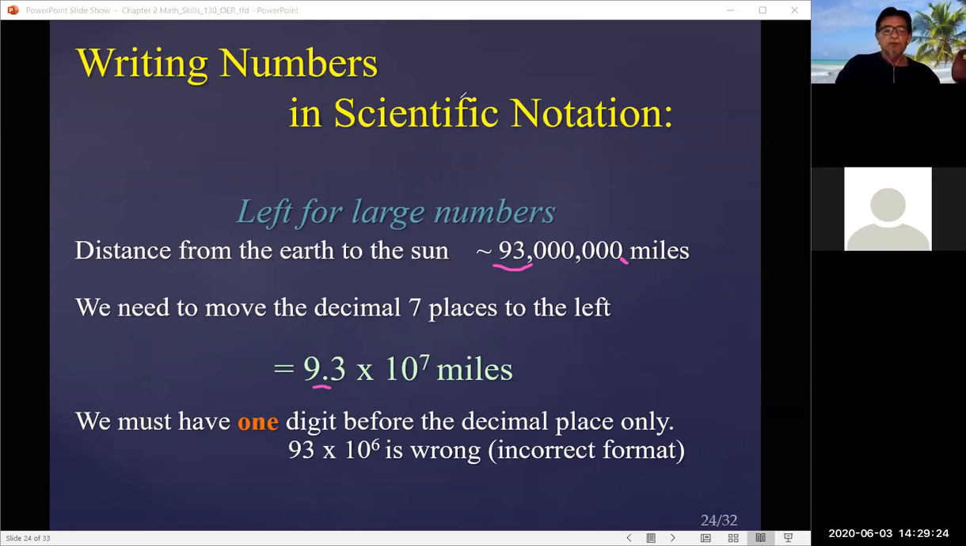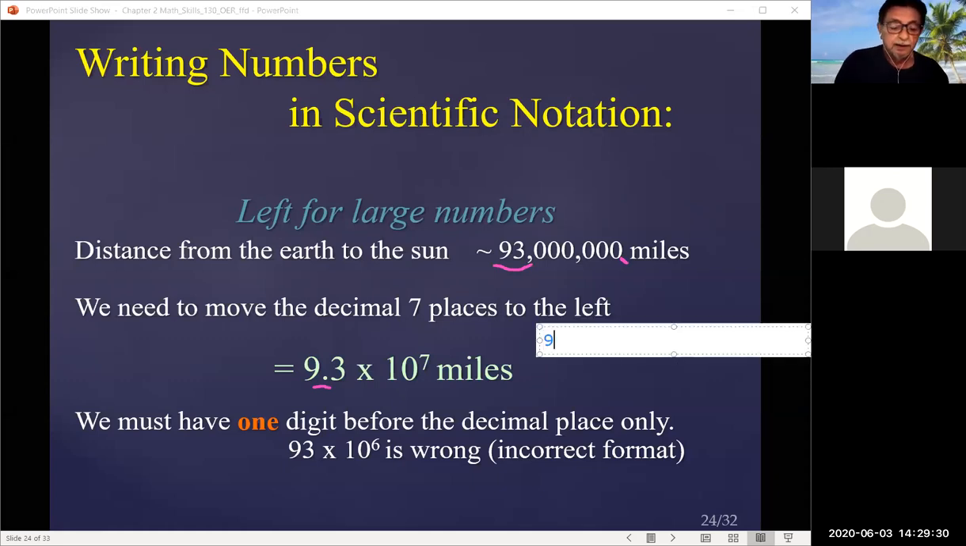This is just another way to write a number that says 9.3 times 10, 10, and what do we have here? 2, 3, 4, 5, 6, 7.